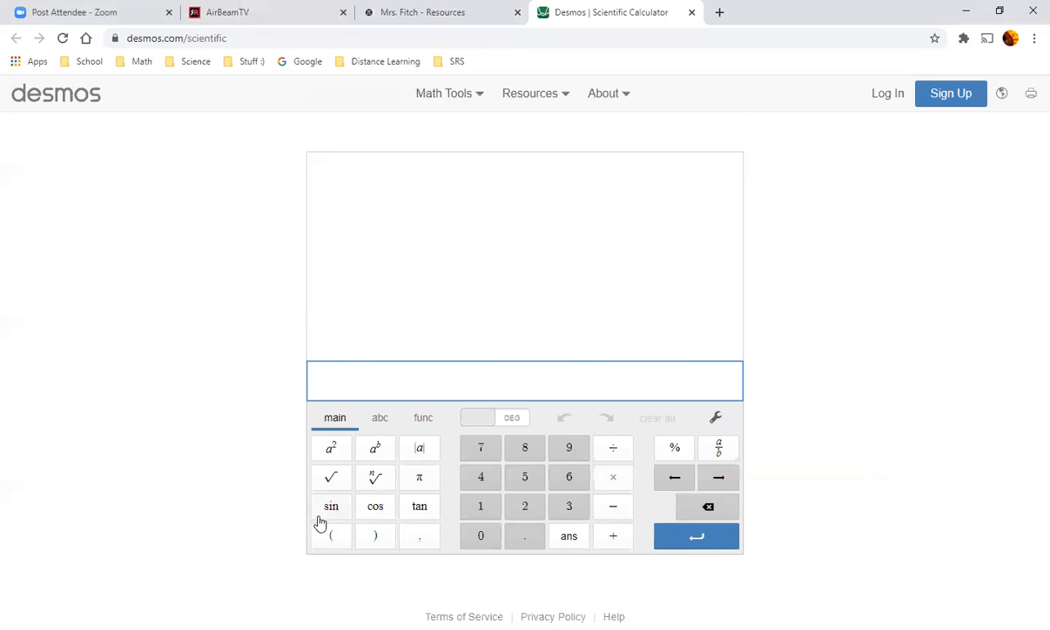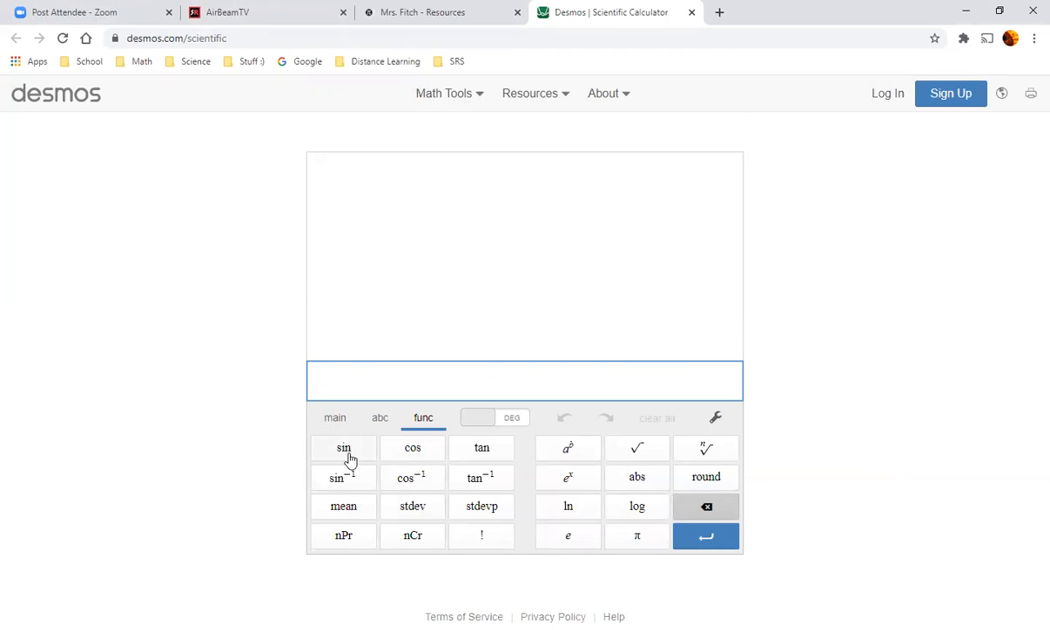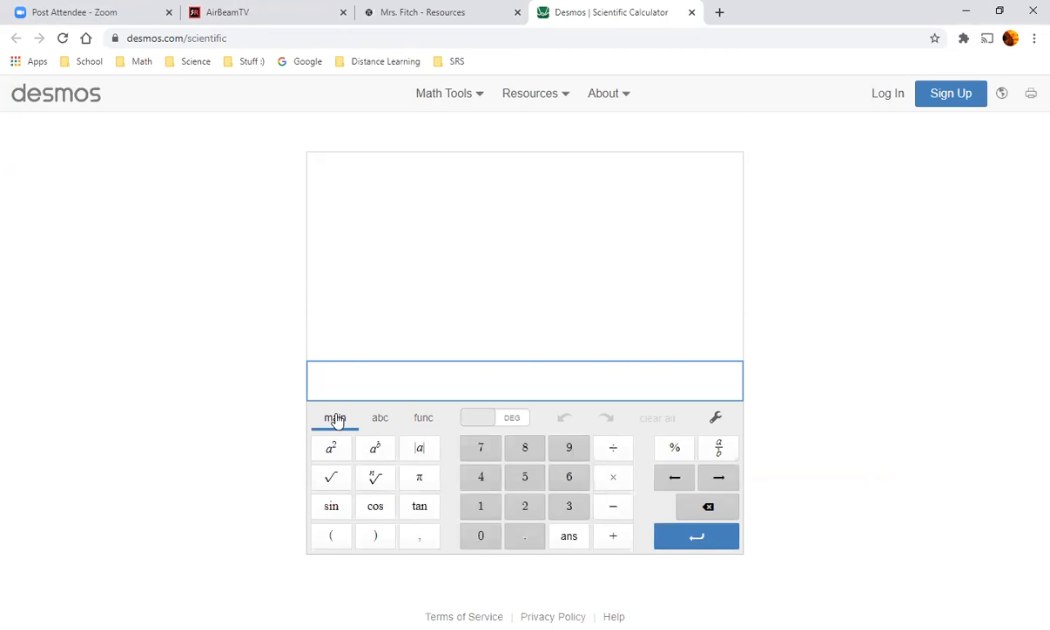So here's your sine, cosine, and tangent. Or you can get to it if you hit the function button. It'll give it to you there, sine, cosine, and tangent. So we want to do 19 divided by the cosine of 22. Only thing we need to make sure is that our calculator is in degree mode. Most all calculators default to degree mode, not radians.